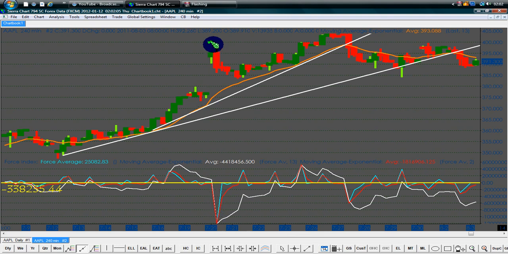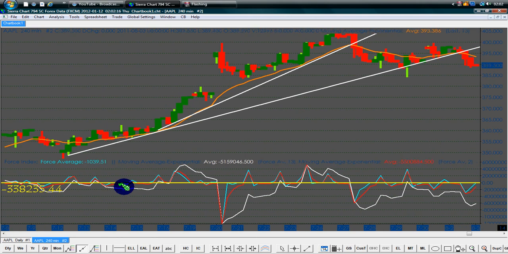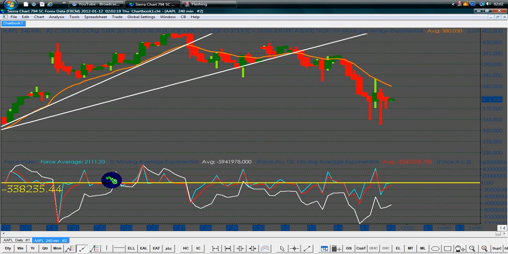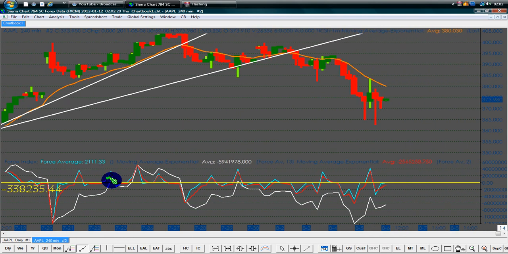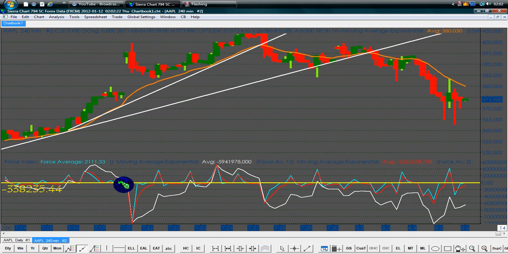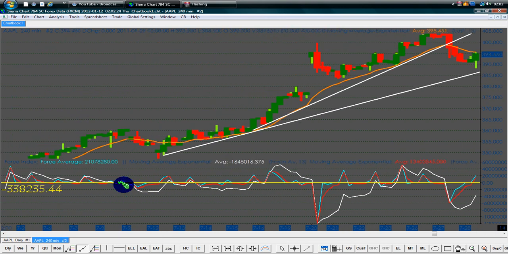You see, the price pulled back near the trend line where a lot of bulls are waiting to buy, and the force index was still below the 0 line but was rising. So it's up to you how you want to look at it, because it's just telling us whether the market is bearish or bullish, whether the bulls are in charge of the market or the bears are in charge of the market.